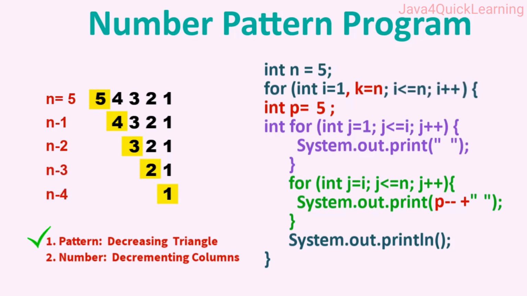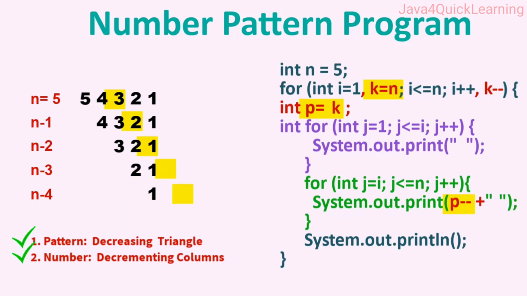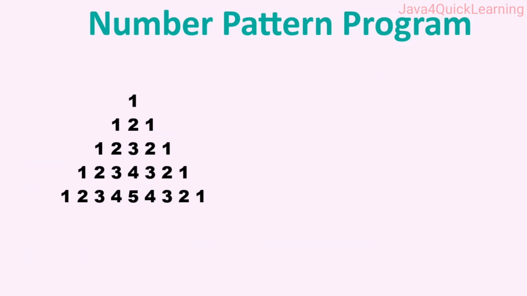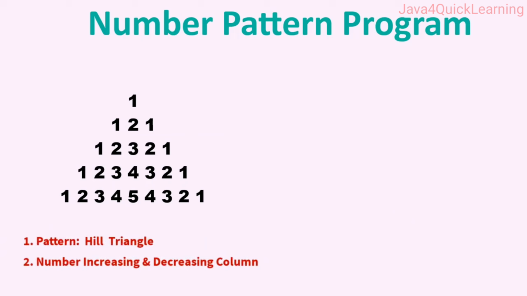Here I will initialize another variable in the outer loop starting with 5 and reduce it by 1 every time. I will use this variable now to initialize p. This gives us the code where starting values are different every time. What if the pattern was a hill pattern like this? This has increasing column numbers for the first triangle and decreasing column numbers for the second triangle.